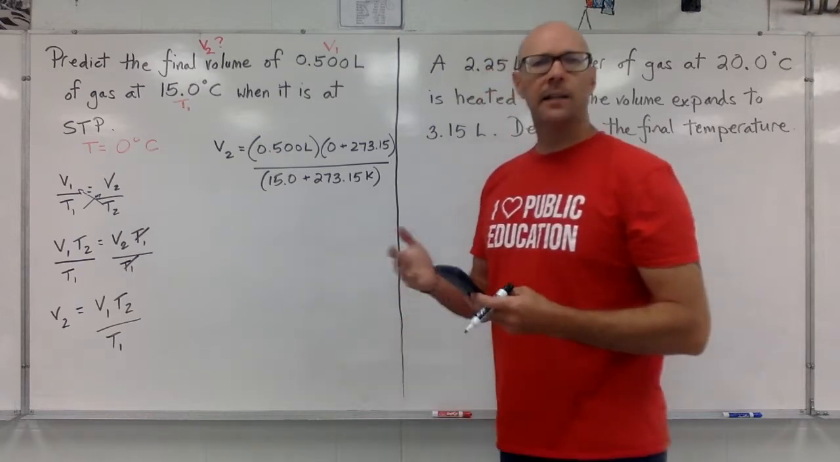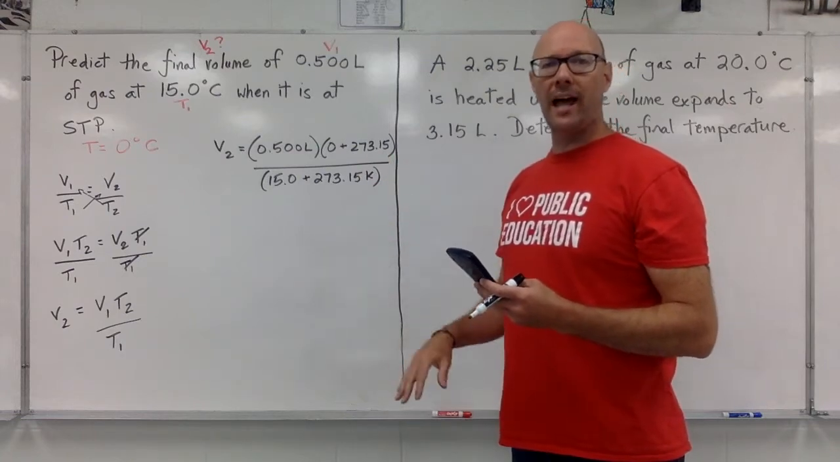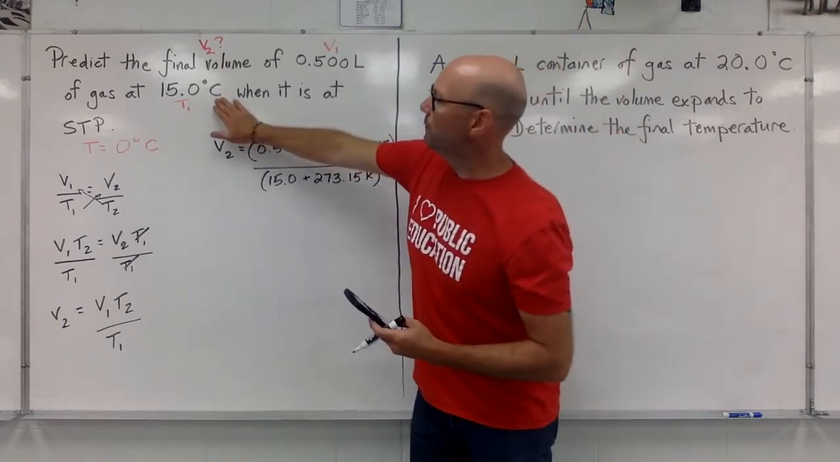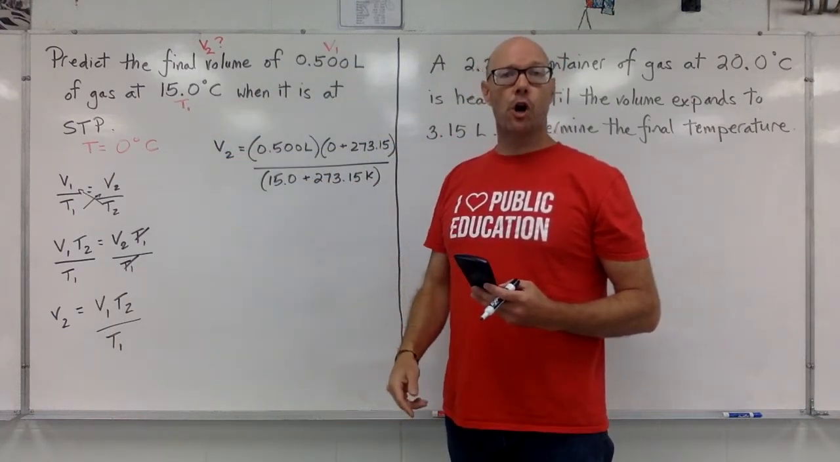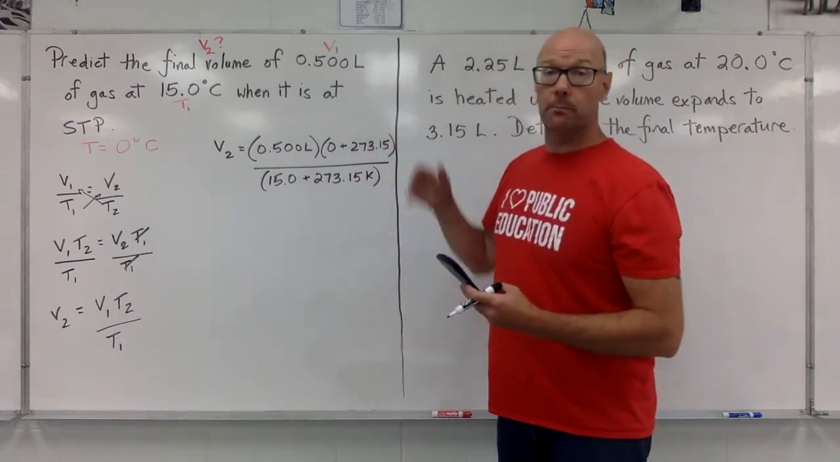Before I hit enter, let's ask ourselves, is the volume here going to be more or less than 0.50? Well, what happened to the temperature? It went from 15 to 0. The temperature was going down, and because Charles' law is a direct relationship, I expect an answer less than 0.5.